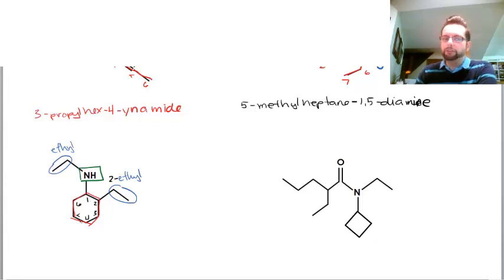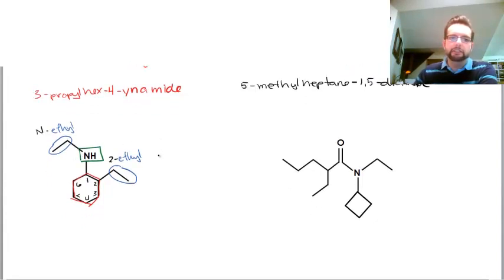How do I say where this ethyl group is? So remember, since this ethyl group is attached to the nitrogen of our amino group, we're going to use N. This is an N-ethyl group. That tells me this ethyl group is in fact attached to that nitrogen of my amine.